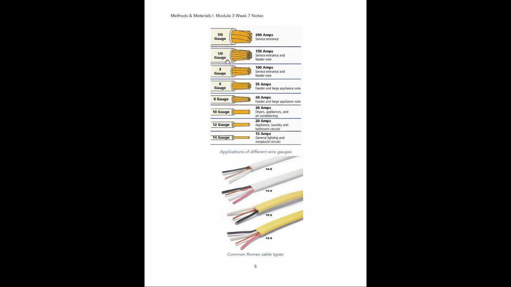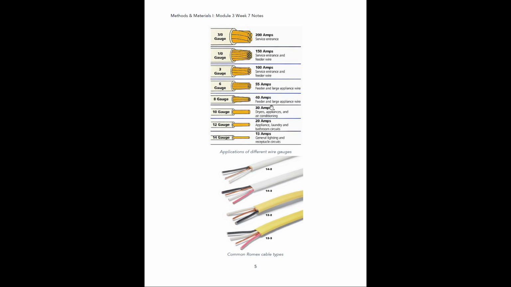All right, then below that we have 1/0 gauge, and this is 150 amps. This is also going to be used for service entrance and feeder wire. I'm not going to read through all of these, but as you can see, the thickness is going to be getting lower, and also the amount of wires bundled inside of the cabling is getting lower as the number associated with the gauge goes up. So as we get up here to 14, you can see we're getting to a really thin wire, and here it's just a single wire.